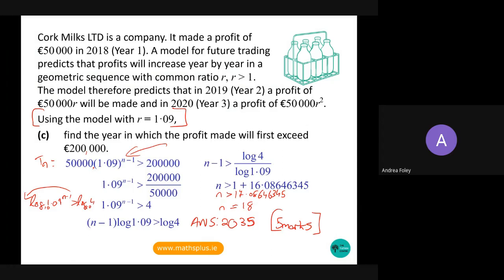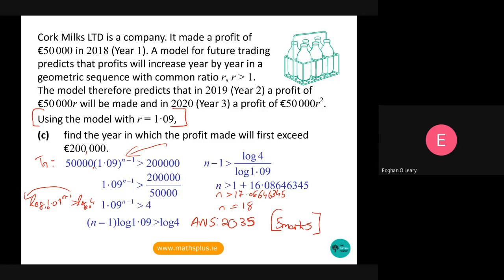To get high partial credit here for 3 marks, you need to get an answer of n is greater than 17.086. We need that answer to get the high partial credit. The full credit is awarded for the correct answer of 2035. The question says, find the year in which, so you don't get full credit for year 18. It's for having the correct answer of 2035. That is needed for the full credit here.